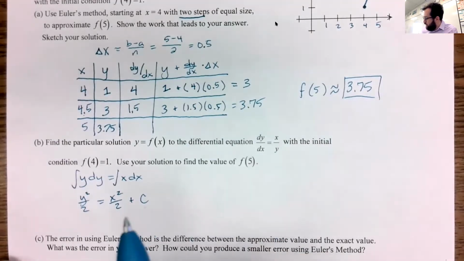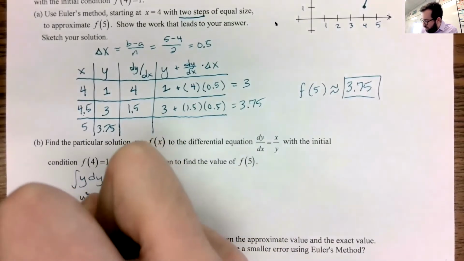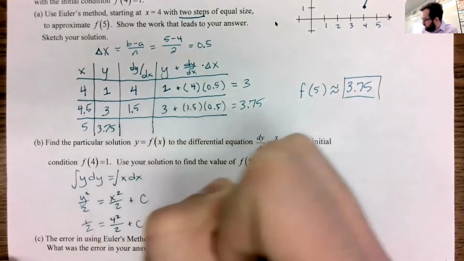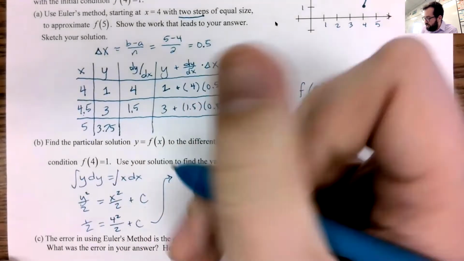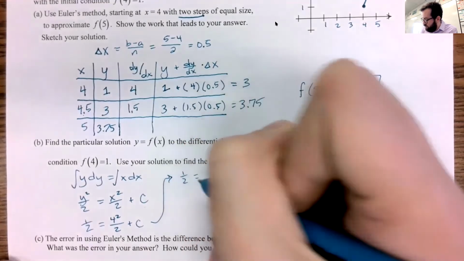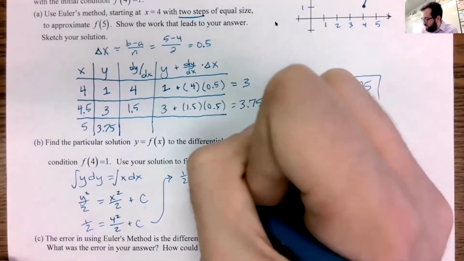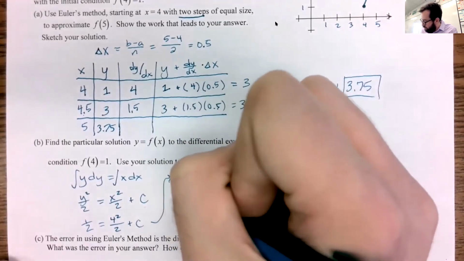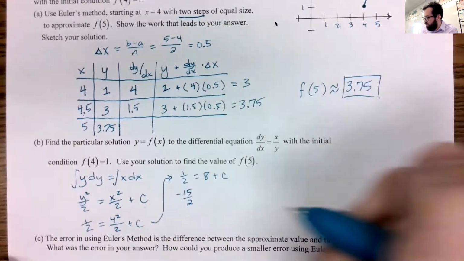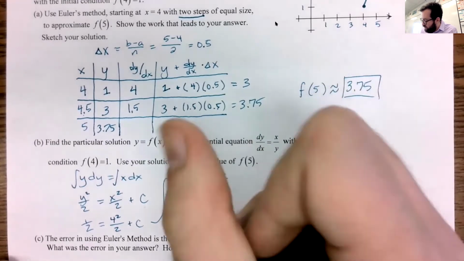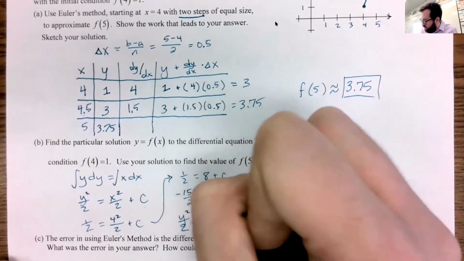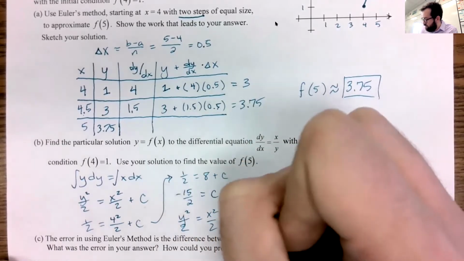And I have an initial condition (4, 1) to plug in here. So I have 1/2 equals 4 squared over 2 plus c. We need to find c. So it becomes 1/2 equals 4 squared, 16, divided by 2 is 8, plus c. Subtract 8 and we get negative 15 over 2, or negative 7.5, equals c. So we get y squared over 2 equals x squared over 2 minus 15/2.